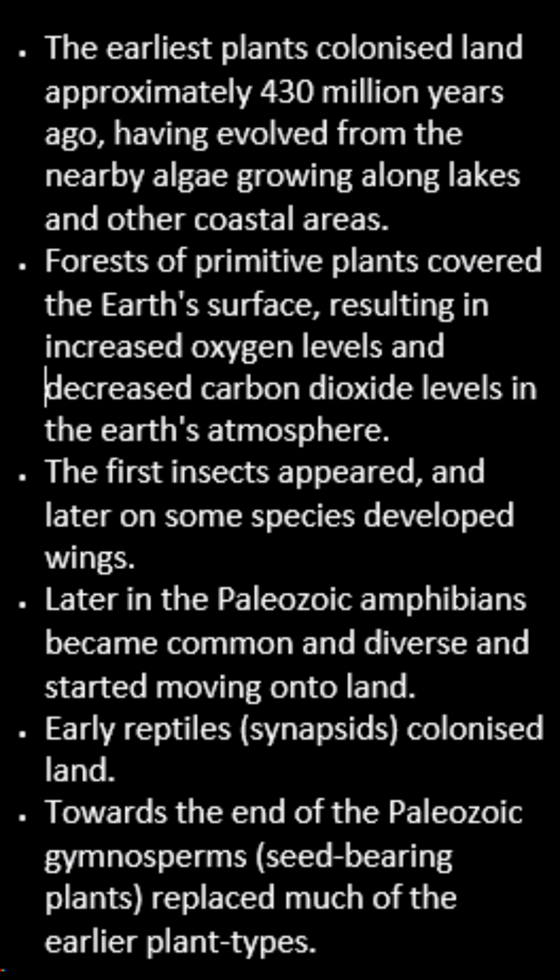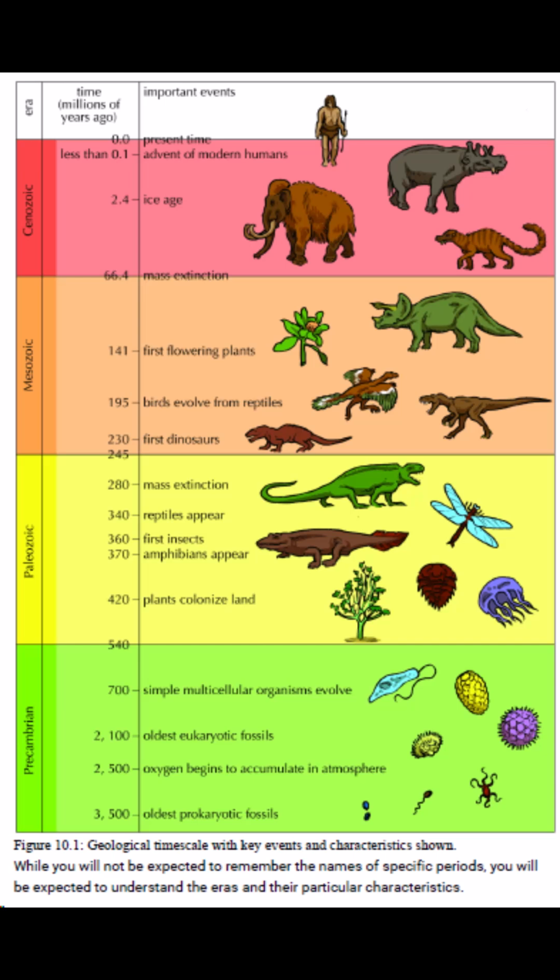So plants moving onto land was a huge deal. Massive. Then came the first insects. Some even evolved wings. And then amphibians, followed by early reptiles like the synapsids, sometimes called mammal-like reptiles because they're on the lineage leading to us, started moving onto land too. Towards the end of the Paleozoic, gymnosperms, plants with seeds, like conifers, became the dominant plant life. So life is really diversifying, spreading onto land.